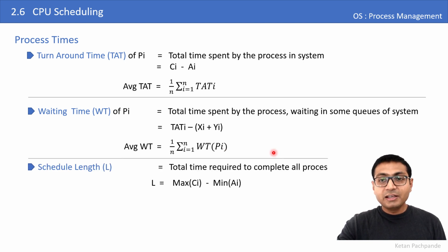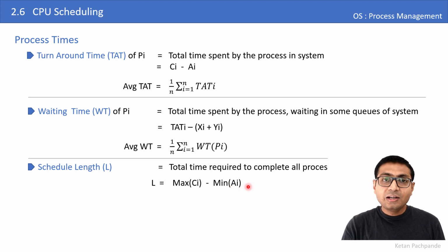The third factor here is called the schedule length, denoted by capital L. The definition of the schedule length is the total time required to complete all processes in the system. It means when the last process leaves the system, that is the maximum of completion time of any process, minus when the first process arrives in the system, which is the minimum of arrival time of any process.